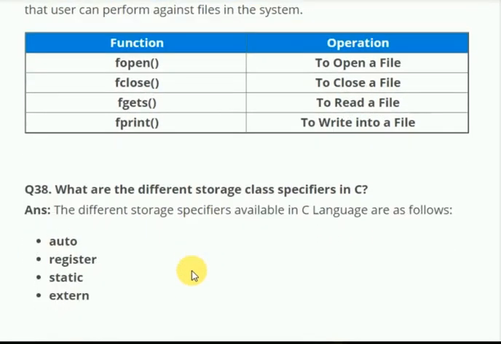What are the different storage class specifiers? These are the storage class specifiers in C: auto, register, static, extern. The different storage class specifiers available in the C programming language are as follows: auto, register, static, extern.